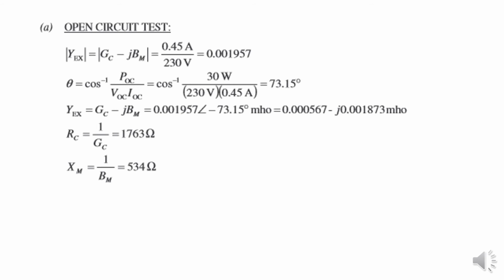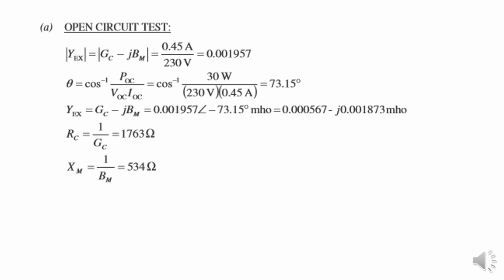Therefore, the excitation branch admittance, the magnitude, is equal to, so impedance is equal to voltage divided by current, admittance is equal to current divided by voltage, right? So the open circuit current is given as 0.45 amperes, and the voltage is given as 230 volts. So current divided by voltage, we are getting the magnitude of the admittance, which is 0.001957.